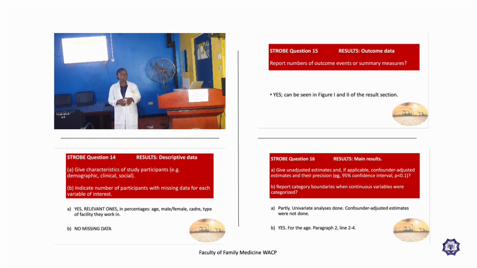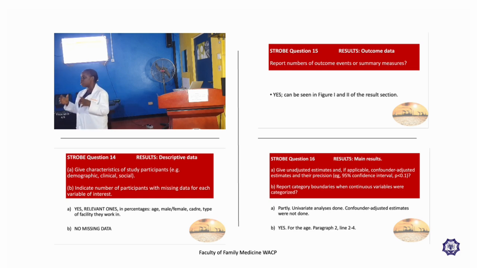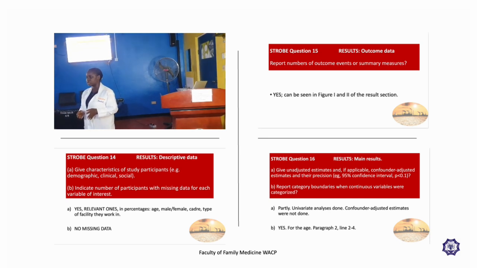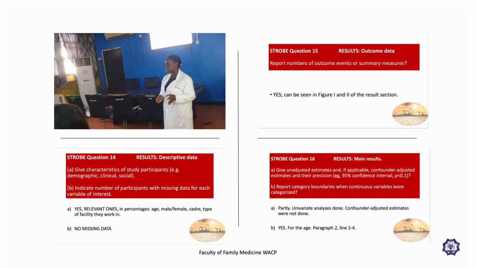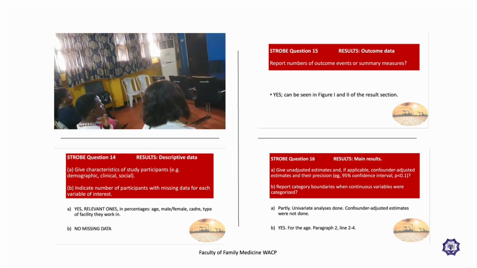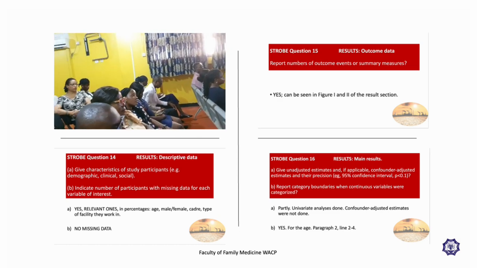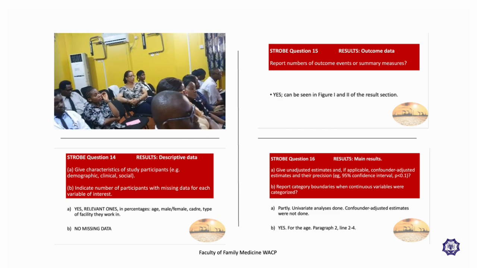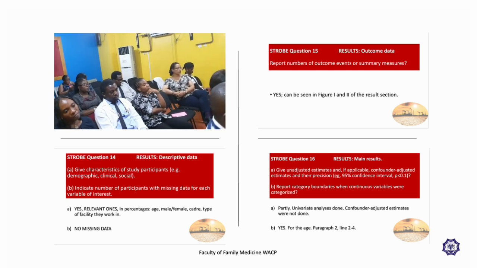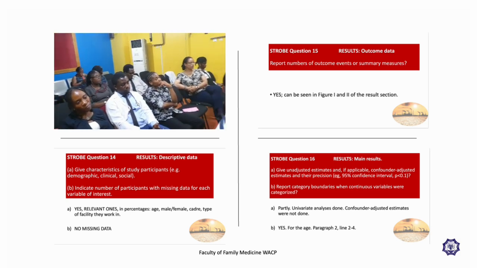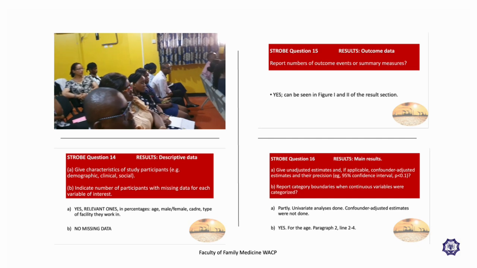So did they report numbers of outcome events or summary measures? Yes, they did. The outcome variable in this study was the cooling practices of the health workers at home and at work. So those were the primary outcome. The other variables were their independent variables. And if you remember, if you check our article, they showed that explicitly in figure 1 and 2 of the results section.